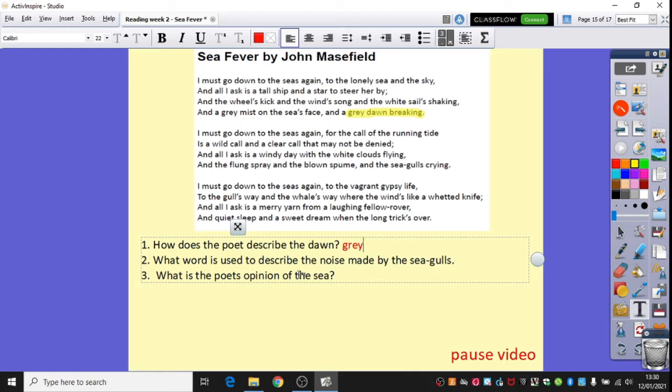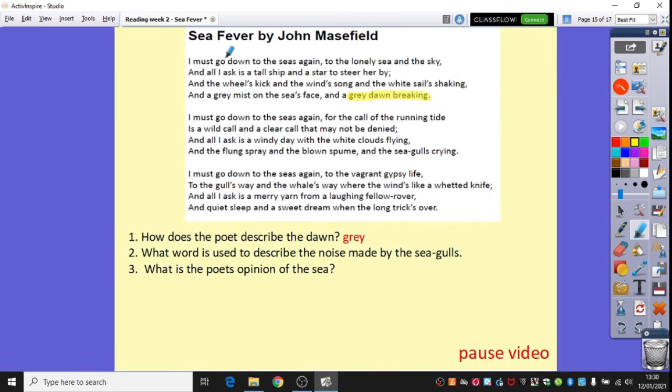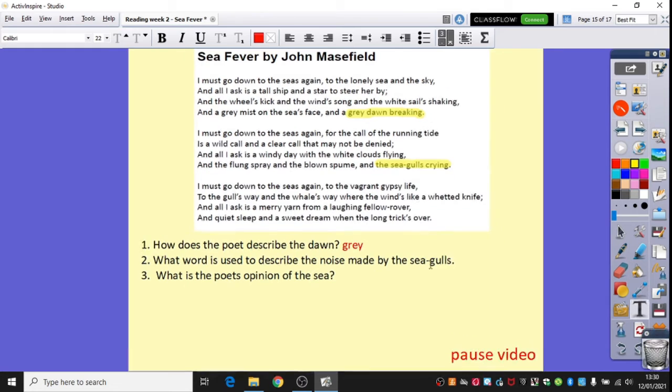The next one then, it's saying, what word is used to describe the noise made by the seagulls? So that's very similar. I'm going to have to skim and scan and try and find that word seagulls in the text. So I found it, it's down the bottom here, the seagulls crying. So there we are, I found the word that describes the noise made by the seagulls. It is saying they're crying, so they're not crying tears, but that is another way that we can describe the noise that's been made, that loud, high pitched sound.